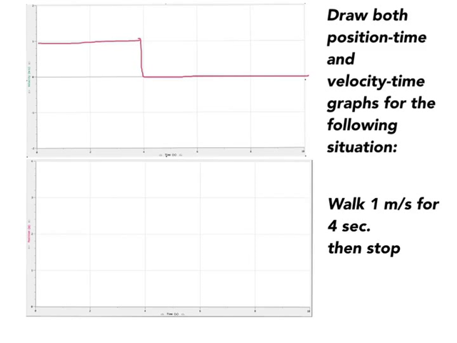Now let's see what this would mean for a position time graph. So let me think this out. I'm going to walk 1 meter per second for 4 seconds. So I'm going to start out right here at 0, and then after 1 second I will have gone 1 meter. So 1 second, 1 meter. After 2 seconds, I will have gone 2 meters. After 3 seconds, I will have gone 3 meters. And then after 4 seconds, I will have gone 4 meters. So if I draw the line, it will look something like this.